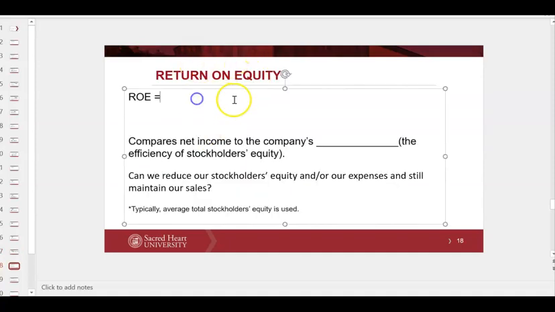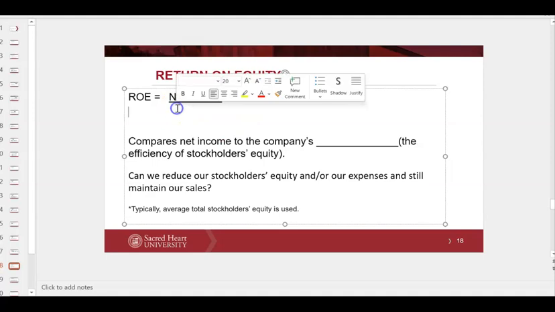Finally, let's turn to return on equity. Return means put net income in the numerator and divide this by total stockholders' equity.